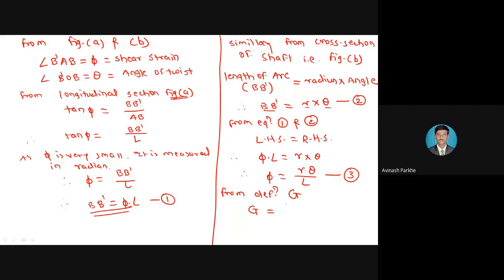Modulus of rigidity is equal to shear stress upon shear strain. Shear stress is indicated by tau. Shear strain is indicated by phi. Therefore, modulus of rigidity is equal to stress upon shear strain. Please keep in mind, capital E, Young's modulus, is equal to stress upon linear strain, and bulk modulus K is equal to volumetric stress upon volumetric strain. Please keep in mind, the modulus of rigidity is equal to shear stress upon shear strain. Shear stress is indicated by tau. Shear strain is indicated by phi.